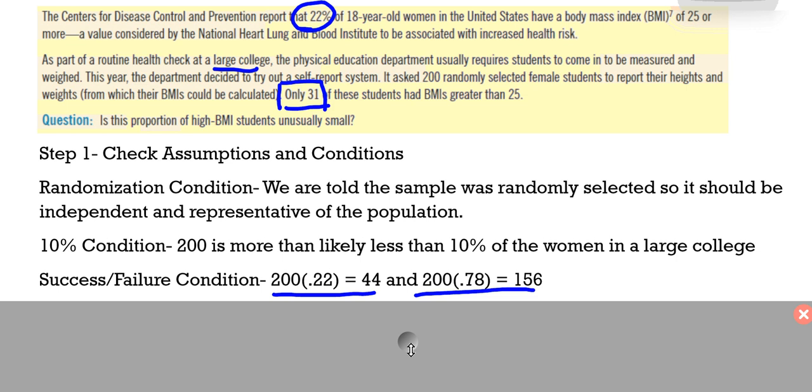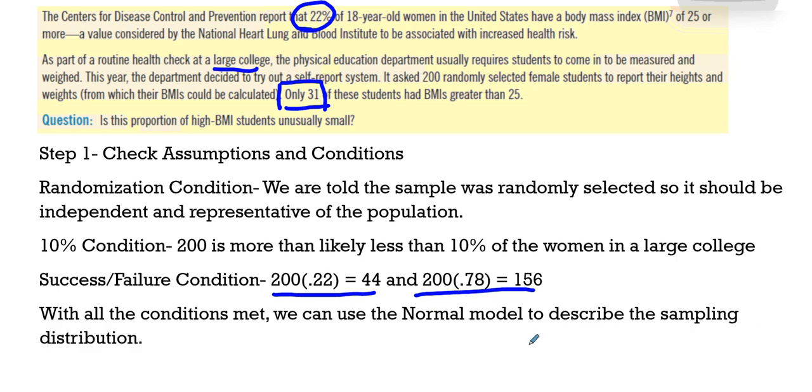Okay. So we can use the normal model to describe the sampling distribution. Okay, we're not going to come up with the sampling distribution. We only have this data, but we have enough to work with.